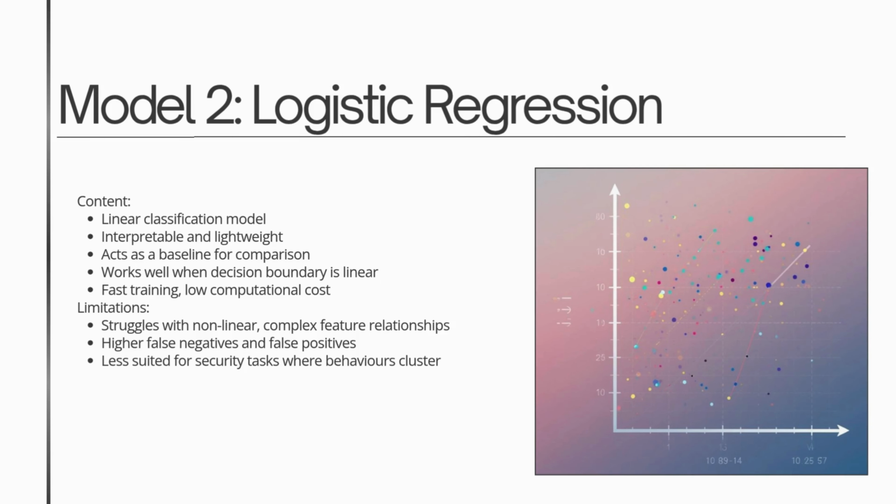Logistic regression model. Logistic regression was used as a baseline. It is simple, interpretable, and efficient. Because it is linear, it cannot fully capture the complex relations between permissions and malicious behavior. Comparing it with random forest helps us to understand how much performance is gained by using a nonlinear model.